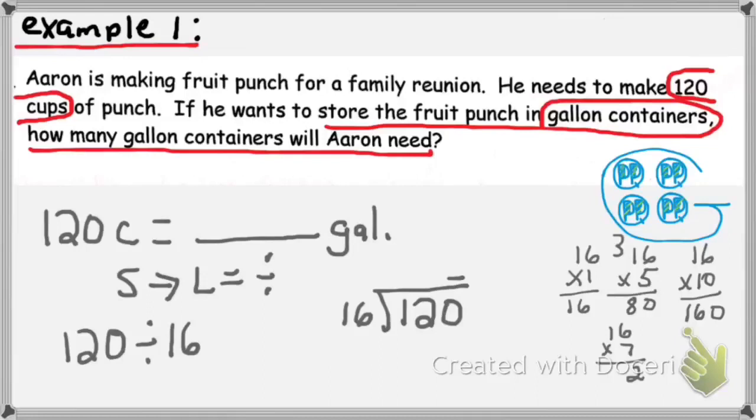7 times 6 is 42. Put down the 2, carry the 4. 7 times 1 is 7, plus 4 is 11. 112, that looks good. Let's go with the 7. So 7 times 16 is 112.